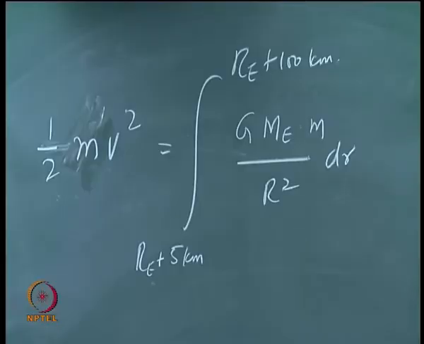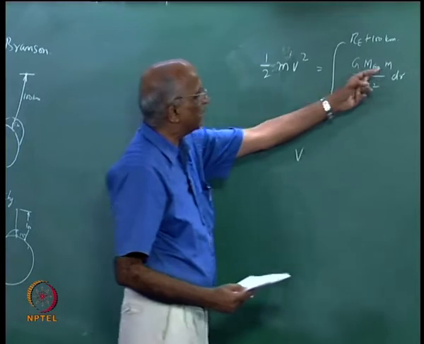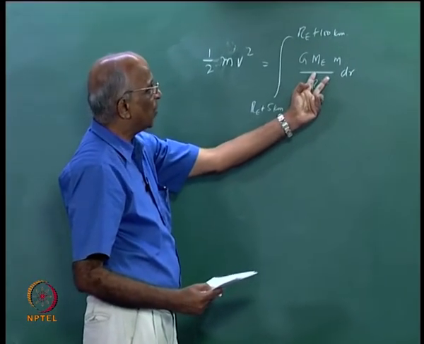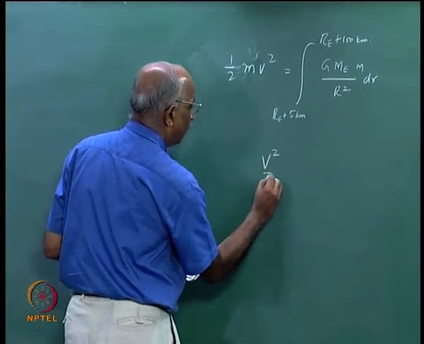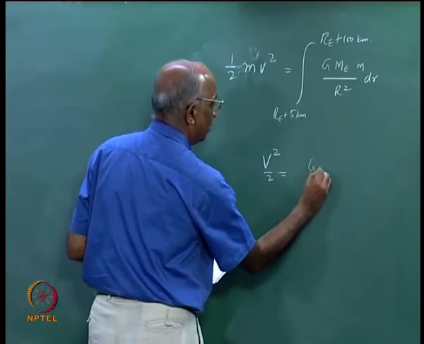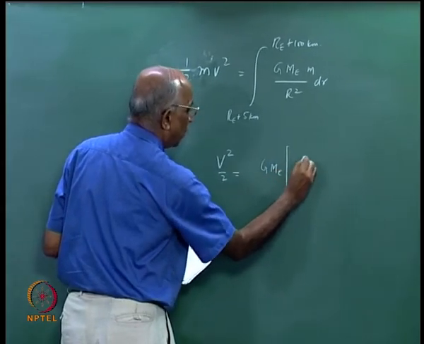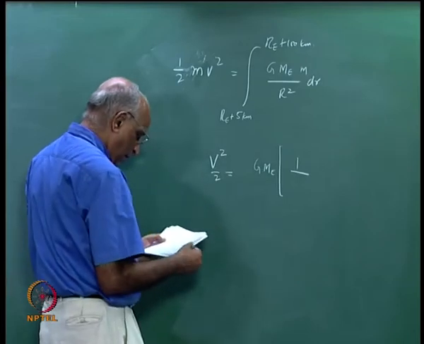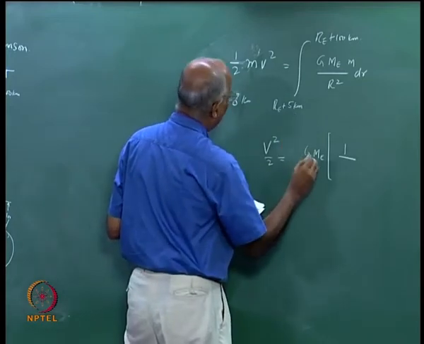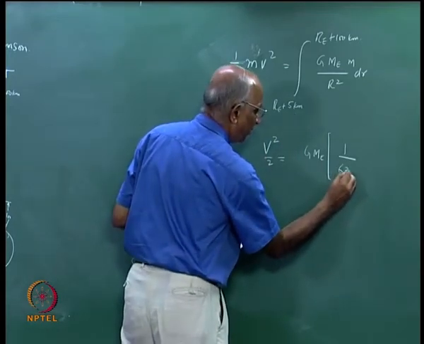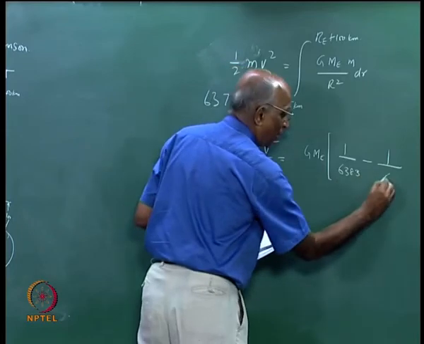And now how do I get this? I have to solve this equation and find out the value of v. m gets cancelled, and G Me by r square integrates to minus 1 over r. Therefore v square by 2 is equal to G Me times, the m goes out, 1 over the radius of the earth plus 5 kilometers, which is 6383, minus 1 over the radius of the earth plus 100 kilometers, that is 6483.